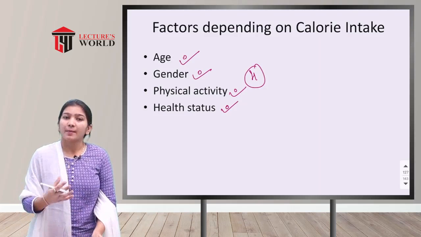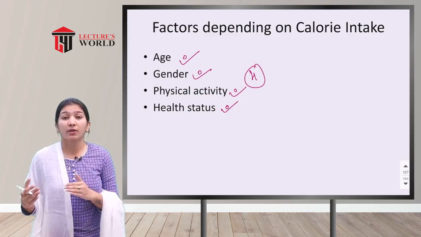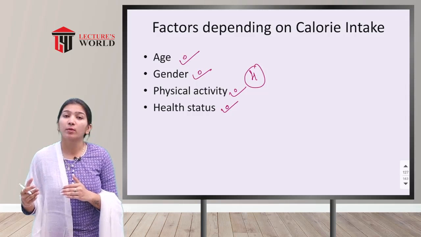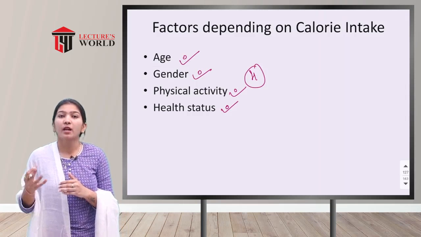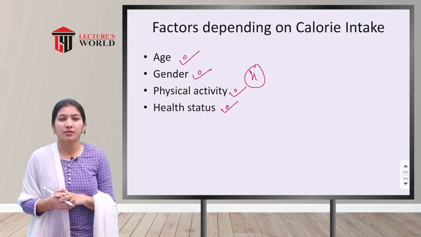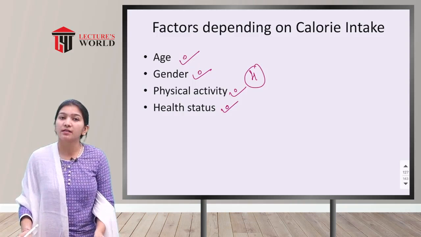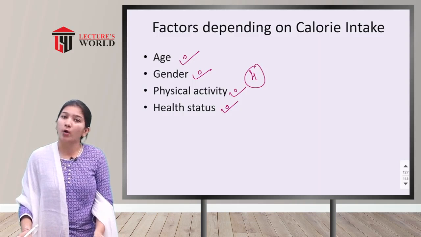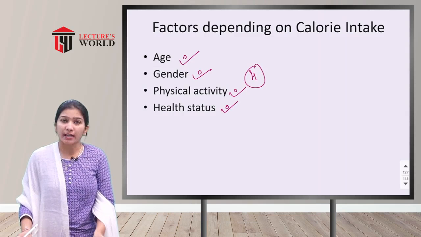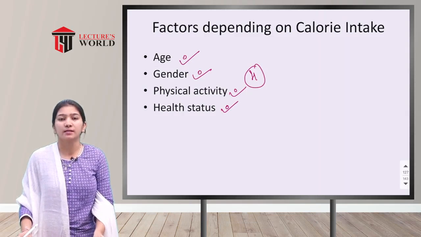Healthy people require more calories, but people who have any kind of disease, who are sick, their calorie requirement should be decreased, because at the time of sickness they spend their time resting or sleeping. Because of these reasons, people who are ill require low calories. So these are the 4 factors which affect the intake of calories: first, age; second, gender; physical activity; and last, health status.